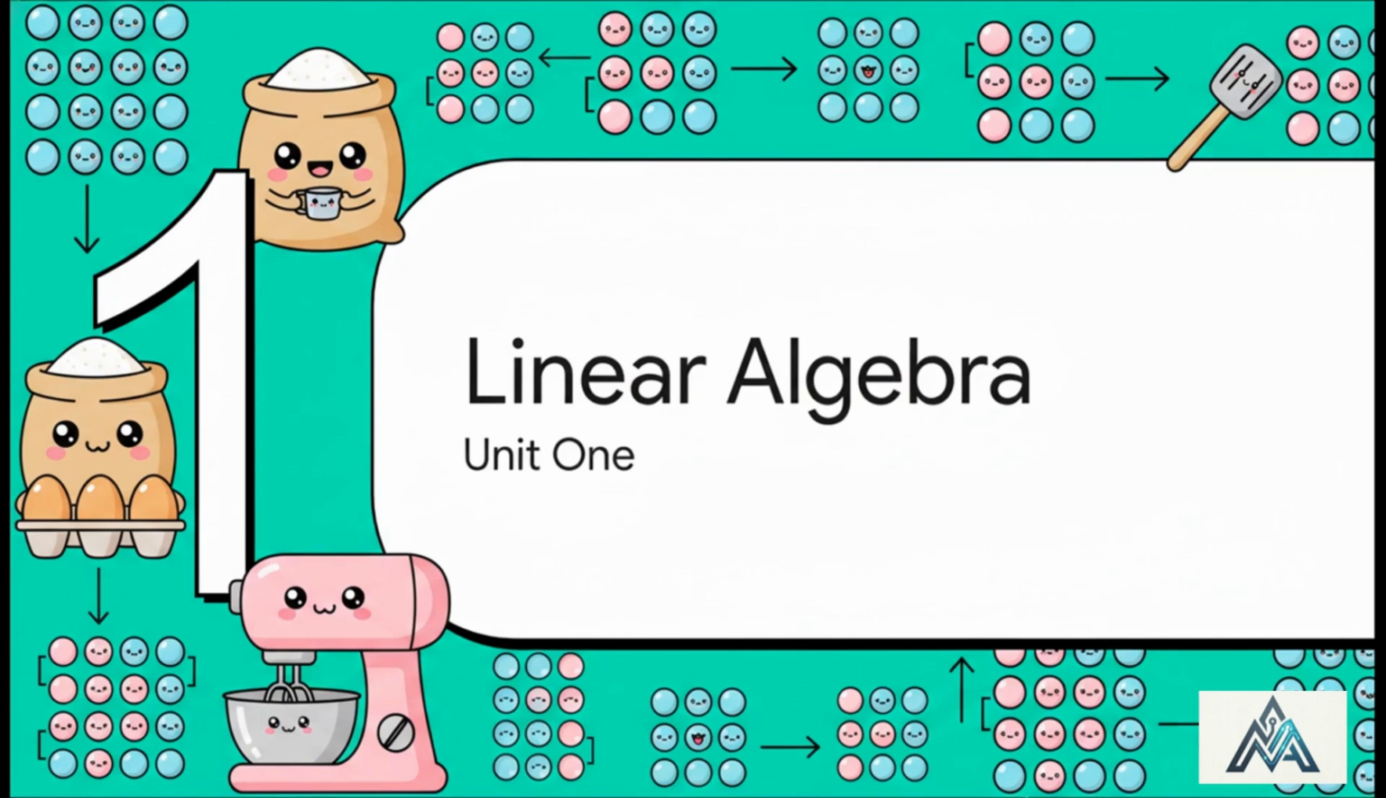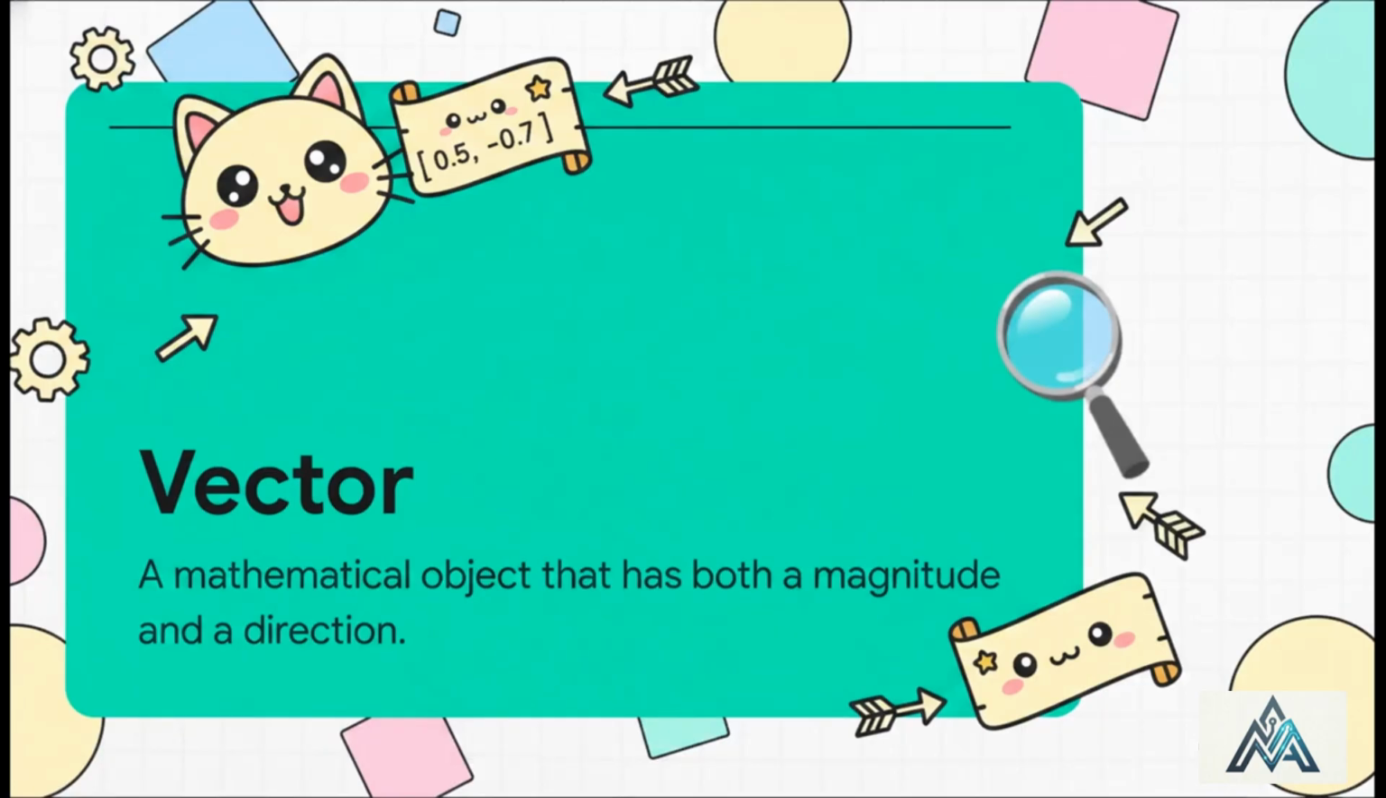Unit 1, linear algebra. Okay, so think of it this way. If AI were a massive, intricate cake we were trying to bake, linear algebra is simply the fundamental way we organize all of our ingredients. Because before you can bake, you need to measure the flour, the sugar, the eggs, and get them all lined up on the counter. Well, in the AI world, data is our ingredient. And our very first vocabulary word for that is vector.